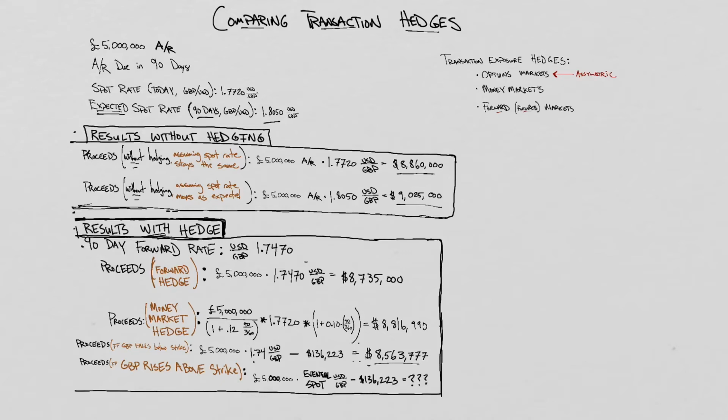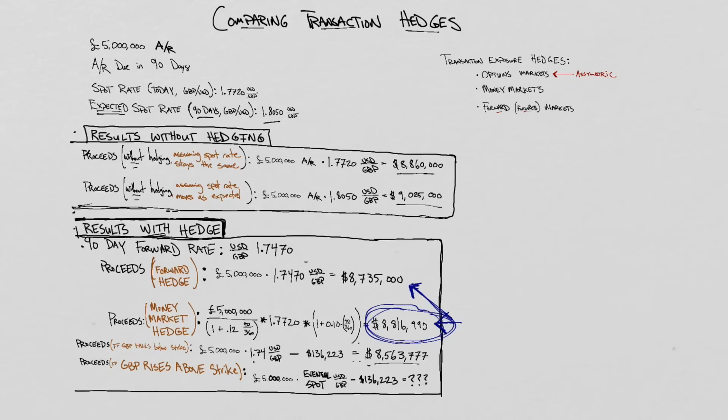And in this case, the one with the highest, surest proceeds is going to be the money market hedge. We're going to receive $8.8 million compared to going with the forward hedge. So if I had to choose between these two, I think it's pretty clear that we would choose the money market hedge, because they both assuredly give me the same amount of money, but it's the money market hedge that ultimately gives me the same or a greater amount.